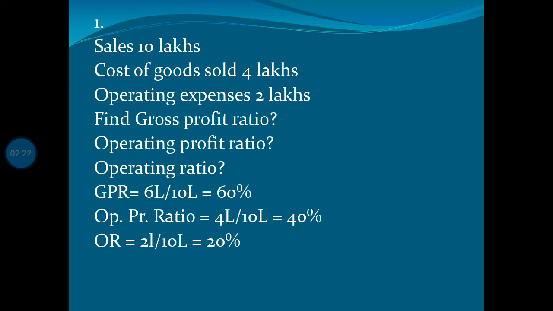And there is one more item, operating ratio. Operating ratio is calculated as operating expenses divided by net sales into 100. Here operating expense is given as 2 lakhs. So the amount is 2 lakhs divided by 10 lakhs into 100, that is 20%.